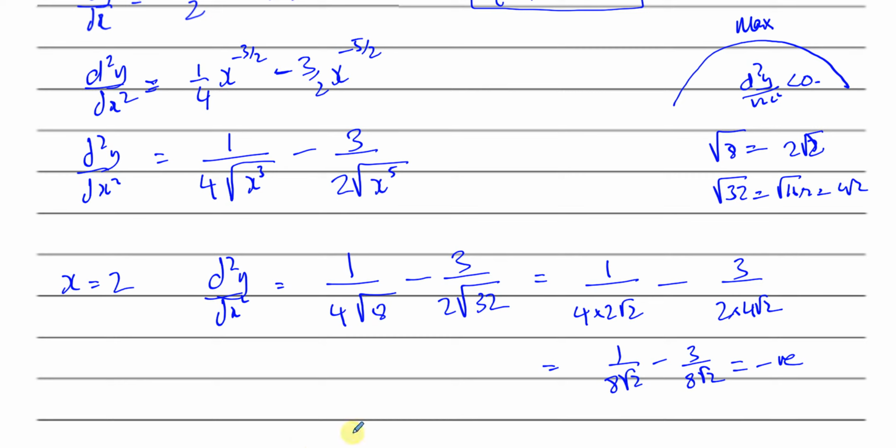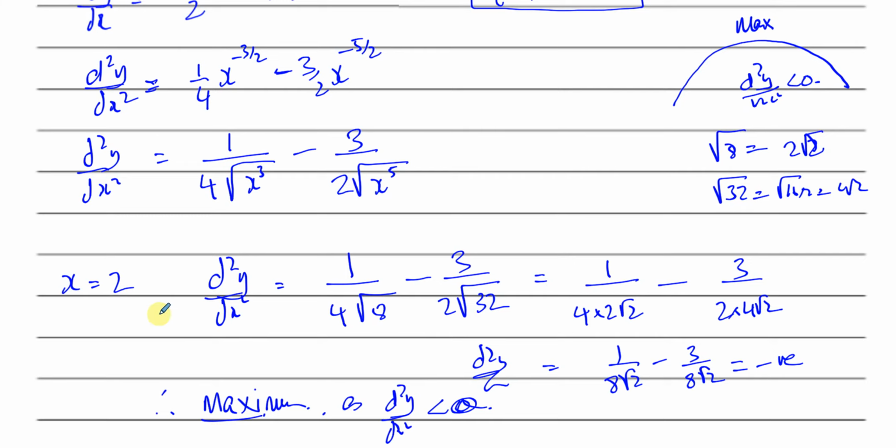If you find the value of this, it's going to be negative, because 3 over 8 root 2 is bigger than 1 over 8 root 2. Therefore, that will give you a negative value. So it's negative, therefore we're going to have a maximum. It's a maximum point, because d squared y over dx squared is less than 0. So we know for sure it's a maximum point.